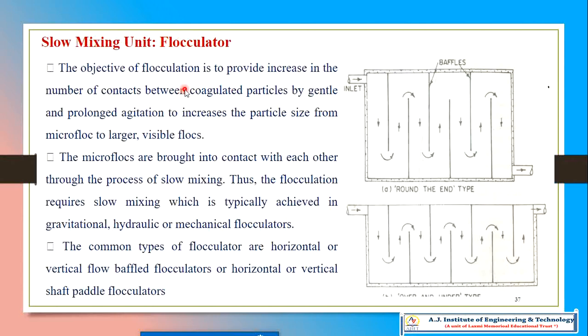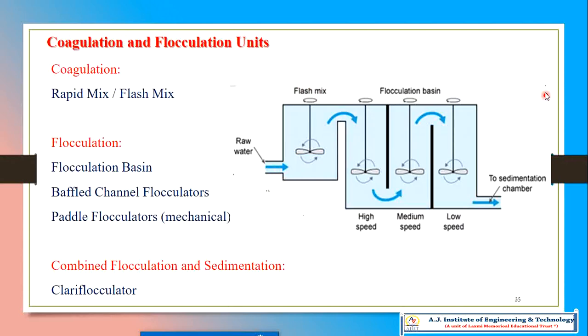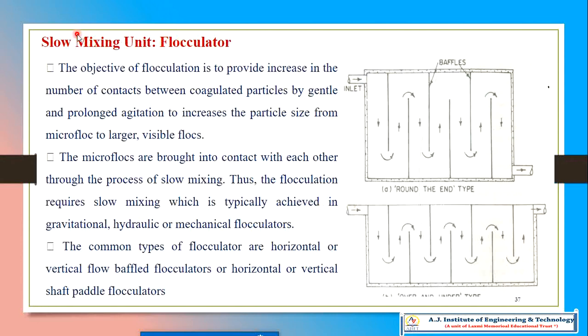Next one, slow mixing unit, that is the flocculator. This is called flash mixing. The second one, as I showed in the figure, you can say this is flash mixing, this is the flocculator, then it will go to the sedimentation chamber. So the second one will be slow mixing. In slow mixing, baffle walls are provided. The objective of flocculation, why we need flocculation, is increasing the number of contacts between coagulated particles.